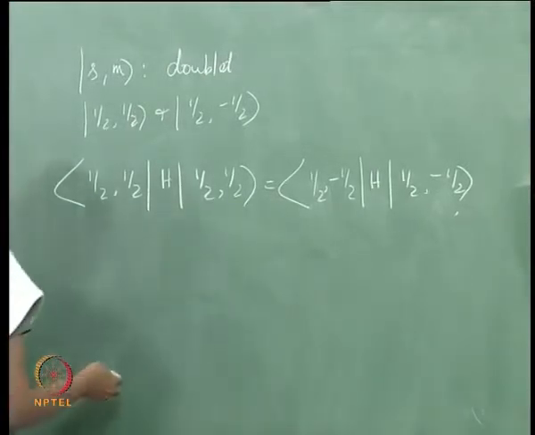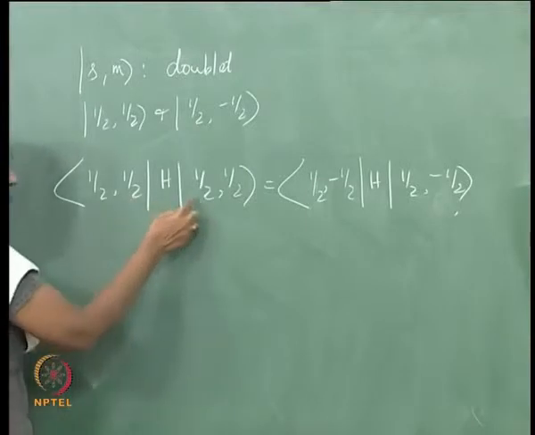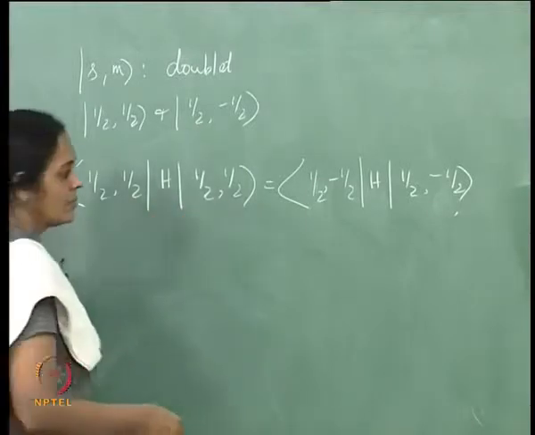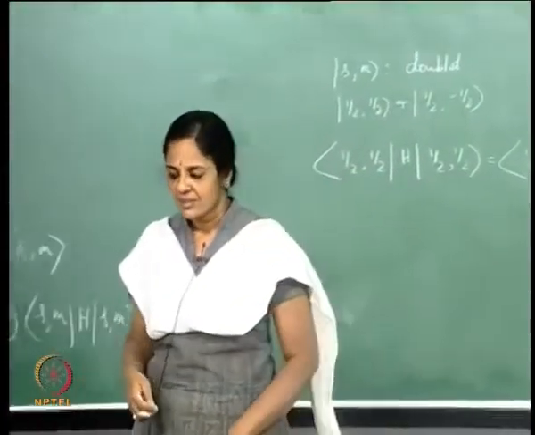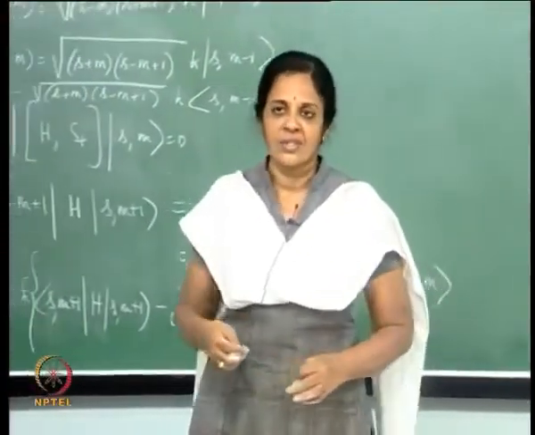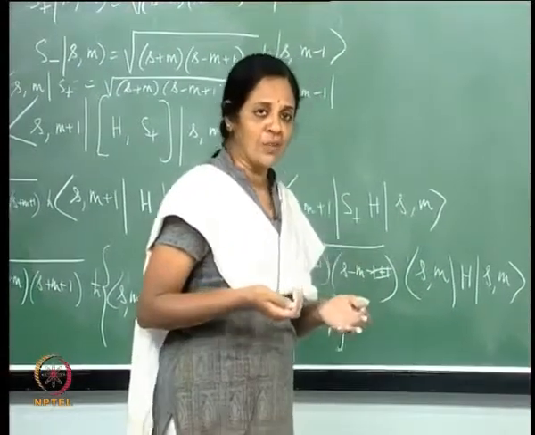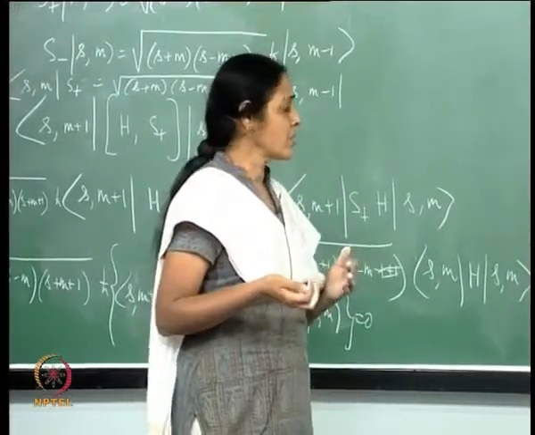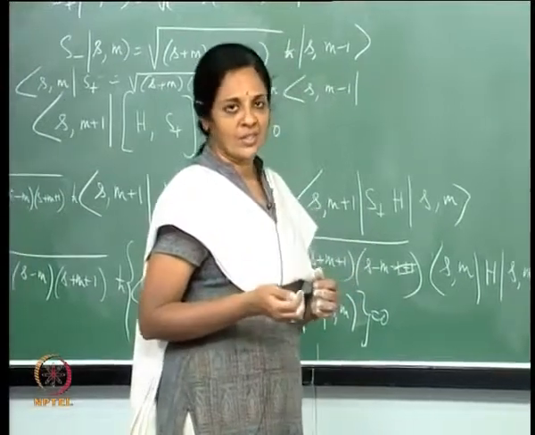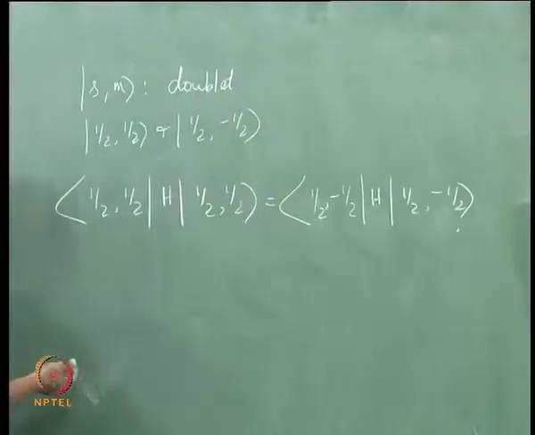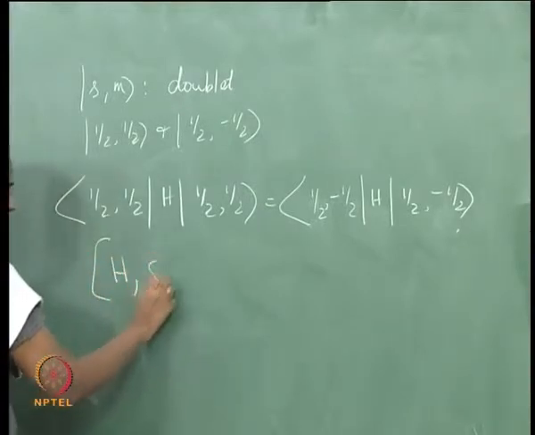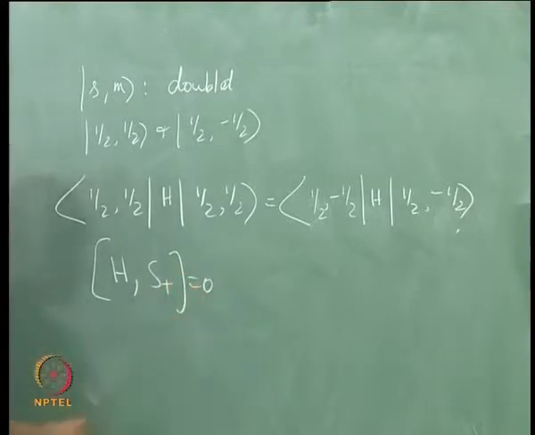So the rest mass of the electron in the spin up state equals the rest mass of the electron in the spin down state. Similarly, for protons and neutrons, the rest mass of the proton in the spin up state is the same as the rest mass of the proton in the spin down state. The manner in which I take care of this is by starting off with a Hamiltonian which commutes with S plus.